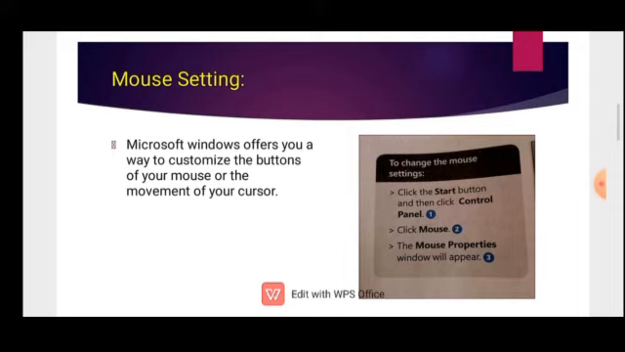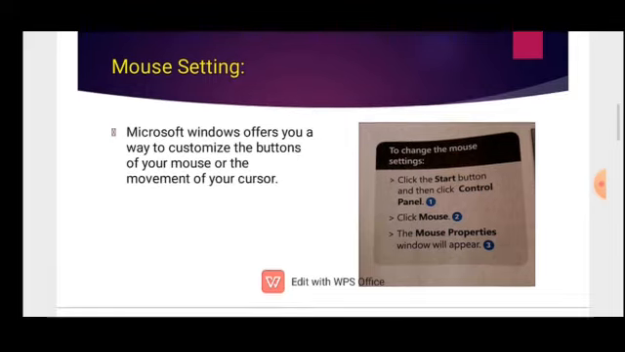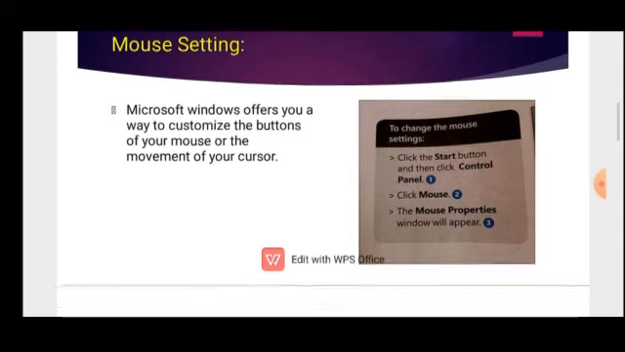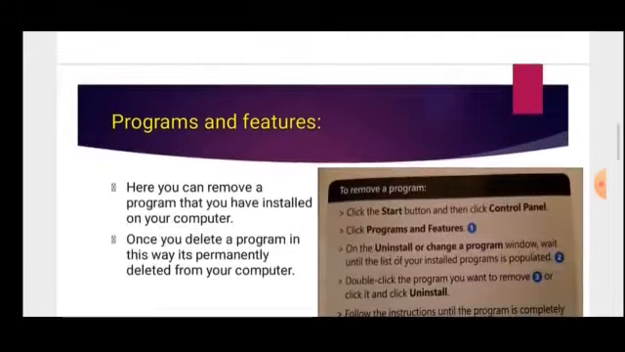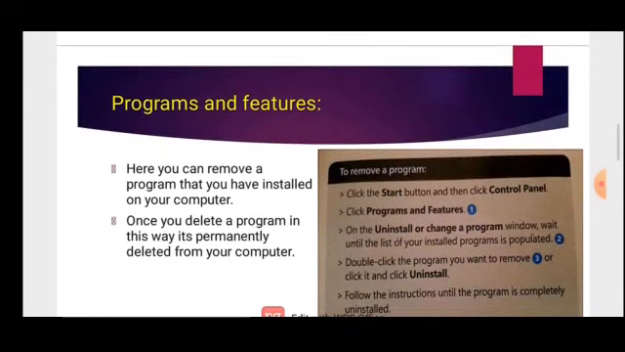To change the mouse settings, what should we do? Click the start button and then click on control panel. You know very well where we can find control panel. Click on mouse. The mouse properties window will appear. Then you can change your mouse settings. And the second topic is programs and features.